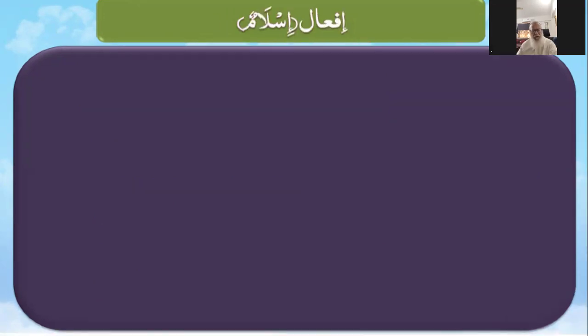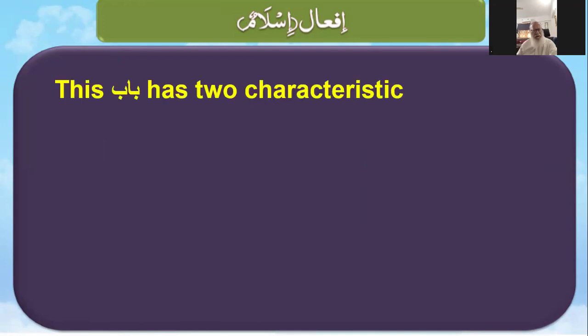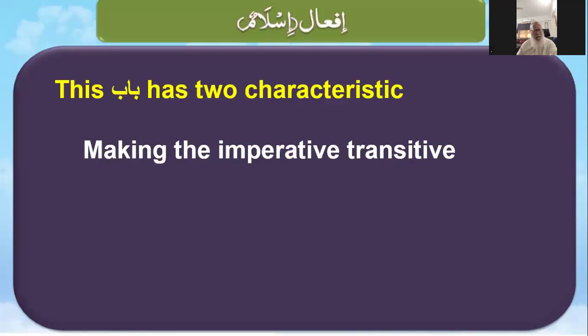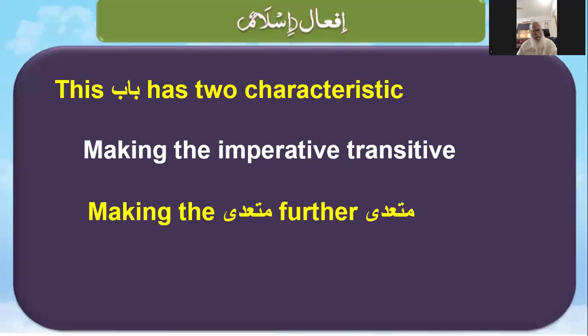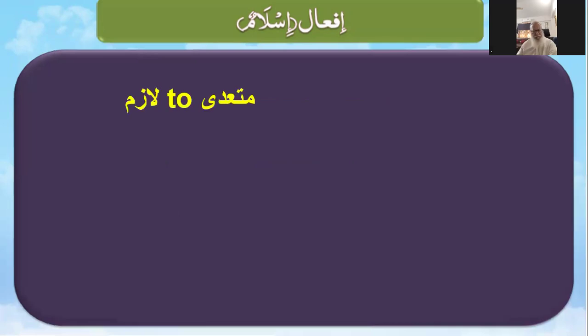The next one is from Aslama, we learned about Islam, and the verb is if'al. These have only two characteristics: making the lazim transitive and making the mutaddi further mutaddi. Making a mutaddi further mutaddi means if one maf'ul was required, it will require two or more maf'ul.